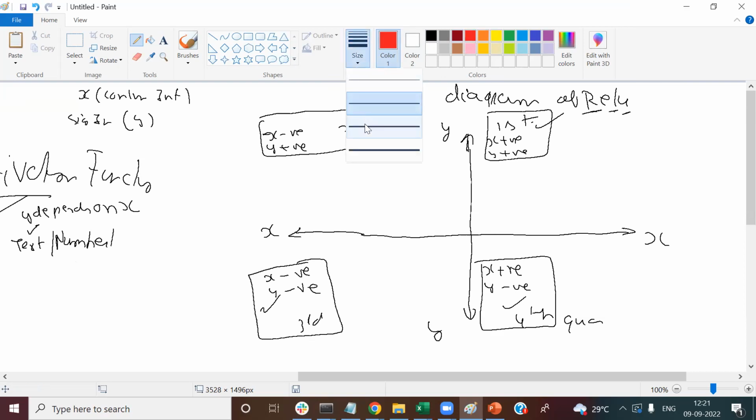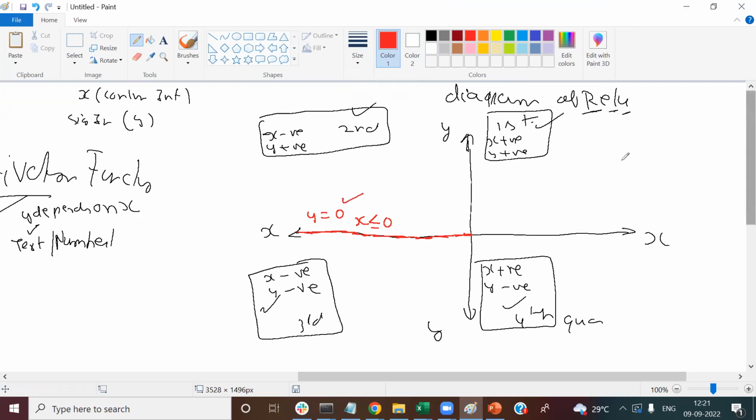Now guys, please observe this thing. Where is this line? This line is in the second quadrant, guys. So on this red line, can I say that y is equal to 0 and x is less than or equal to 0? Will people agree to this thing?